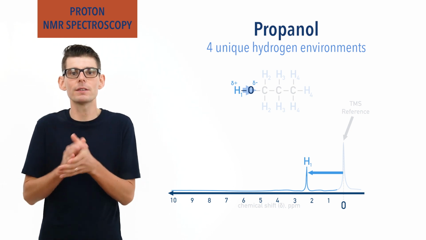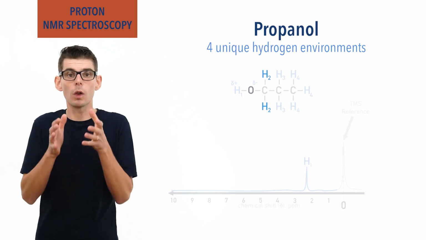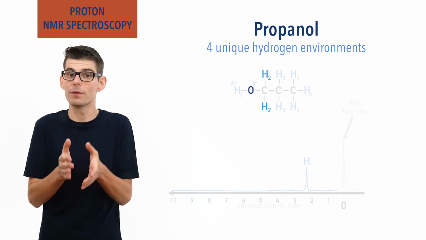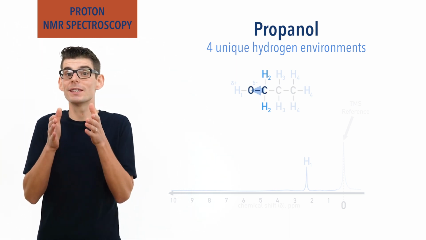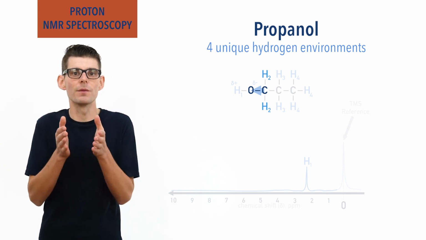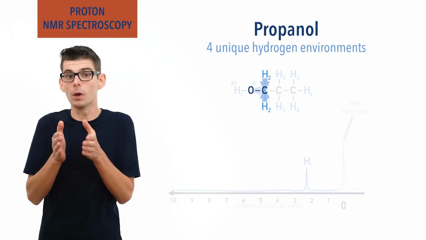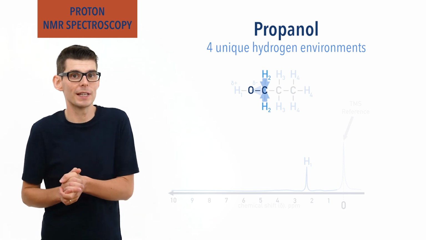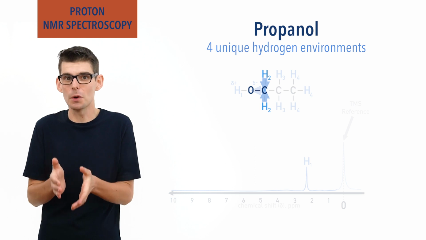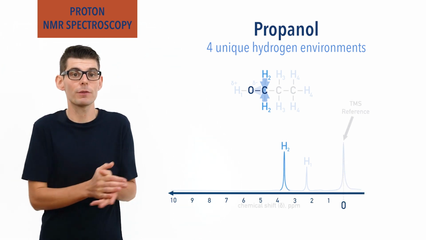For the second environment, however, the high electronegativity of the oxygen atom will also pull electrons away from the carbon atom. That will itself then have to pull electron density away slightly from the hydrogens it is bonded to, meaning those hydrogens will also end up with a low electron density. As a result, they will also have a large ppm shift from the TMS reference.